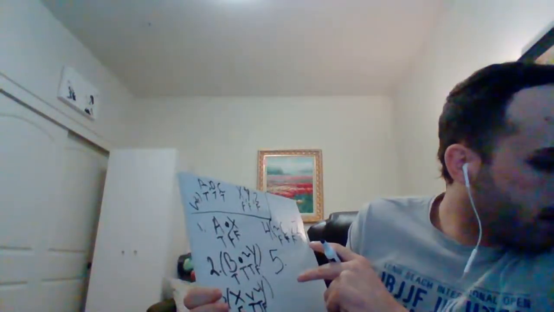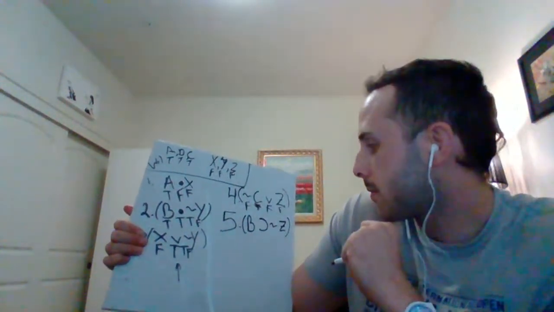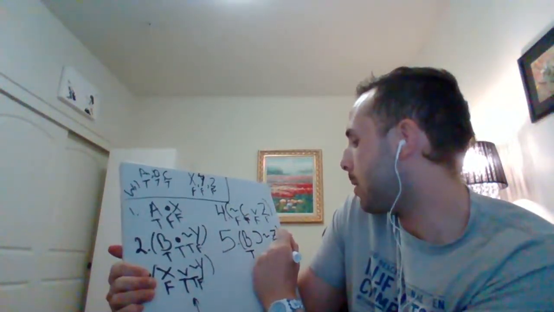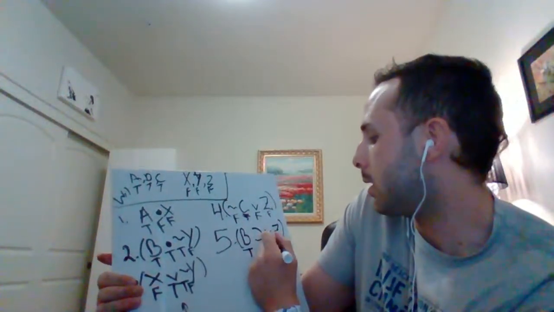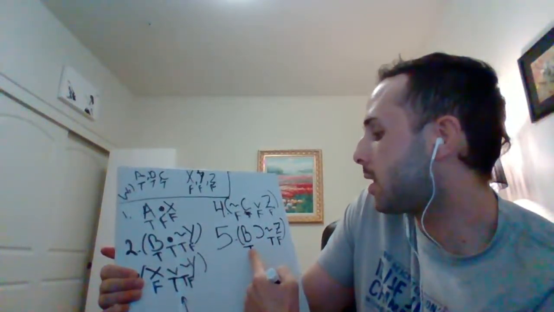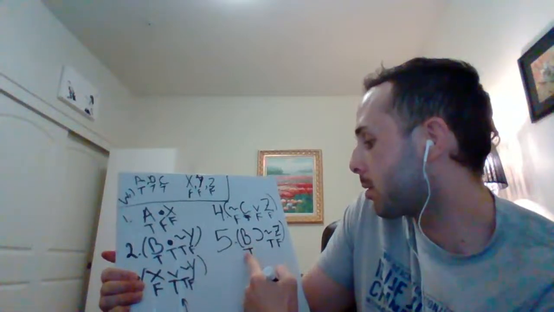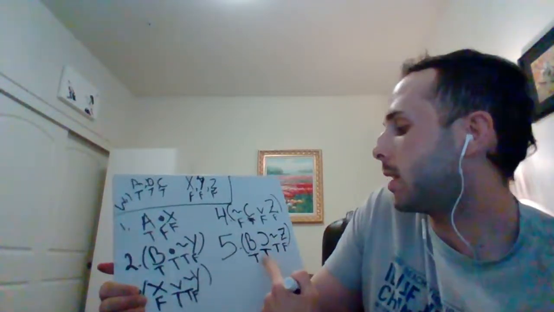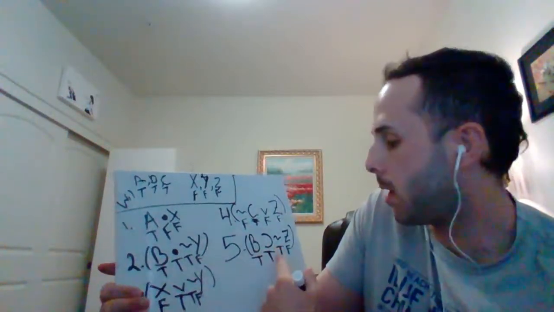Okay, 5. If B, then not Z. Okay. B is going to be T. Z is going to be F. Not F is T. If B is true and not Z is true, then this statement is true. T and T with this conditional claim output me a T. 6.